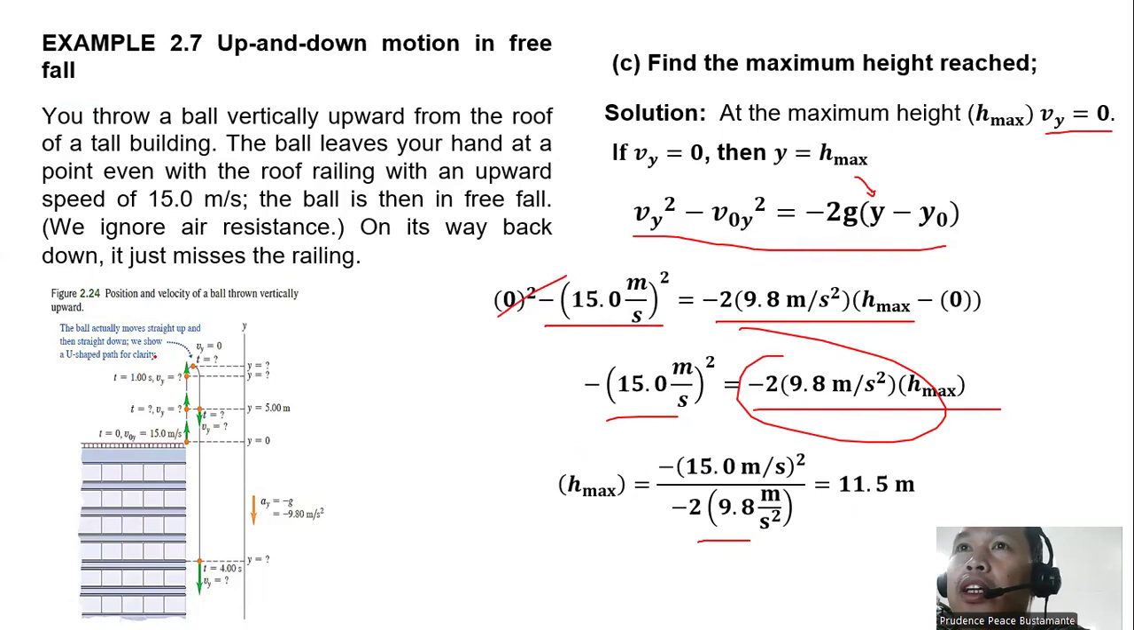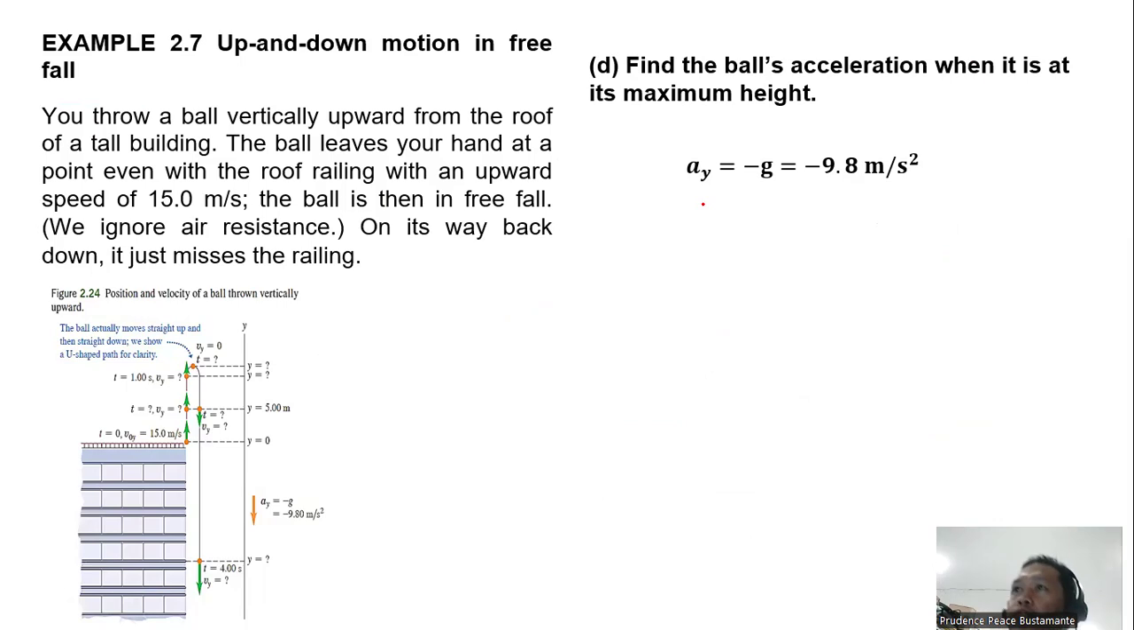Okay, so it's probably more than 1 second. You can actually calculate the time when the ball reaches the maximum height using this one, v sub y is equal to v sub oy minus gt. And then if you have the time, you can get the position using the second equation. But it is more convenient to use this third equation here.